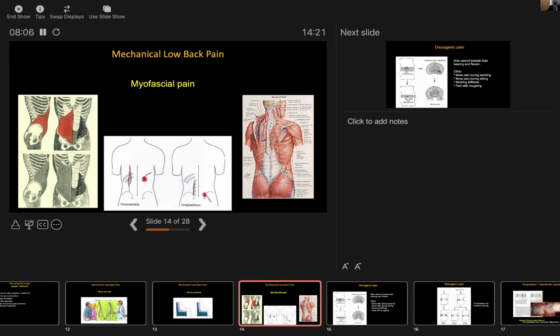Myofascial pains originate from muscles. Generally, they show some trigger points for each group of muscles. They have a typical place for each of the muscles, and they have some atlases, clinical atlases, to show that.